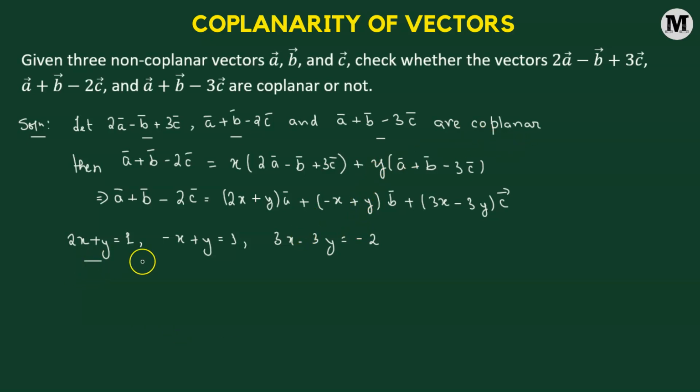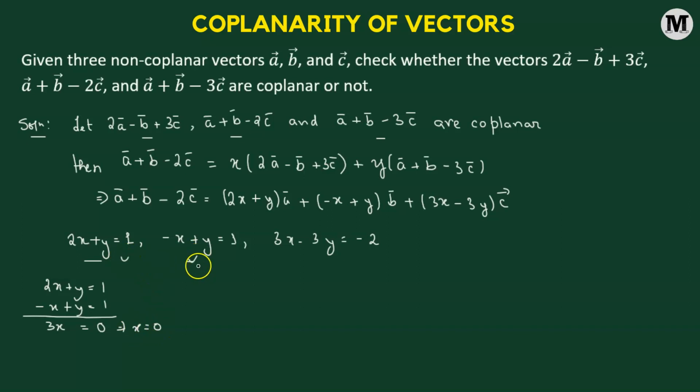Okay, let's consider the first equation and the second equation. So here we have 2x plus y equals 1, and the second equation is negative x plus y equals 1. We're going to subtract the two equations. So 2x minus negative x is going to give us 3x. y minus y goes away. 1 minus 1, that's also 0. This gives us the value of x equals 0.